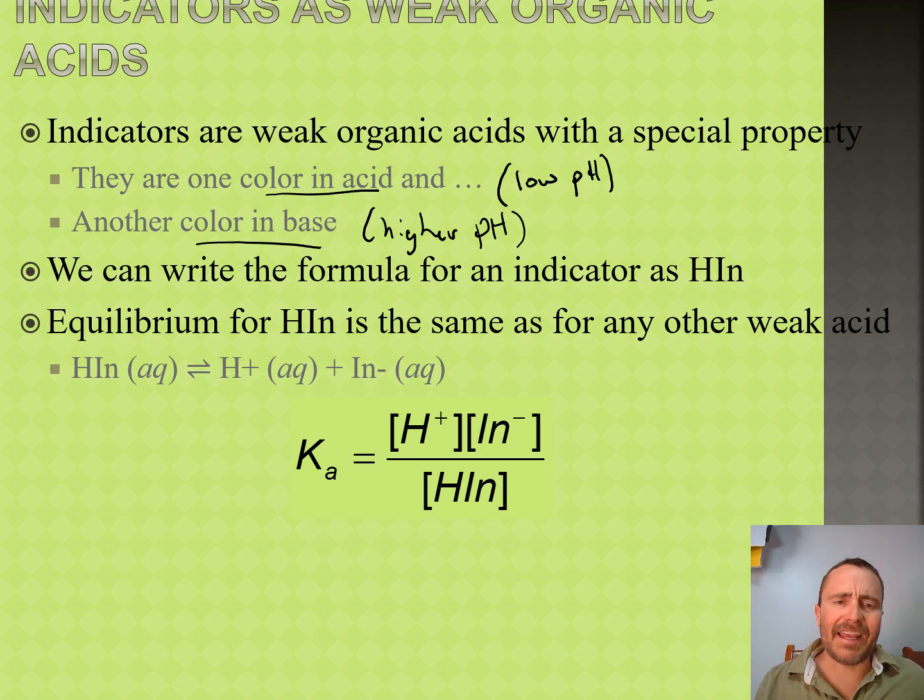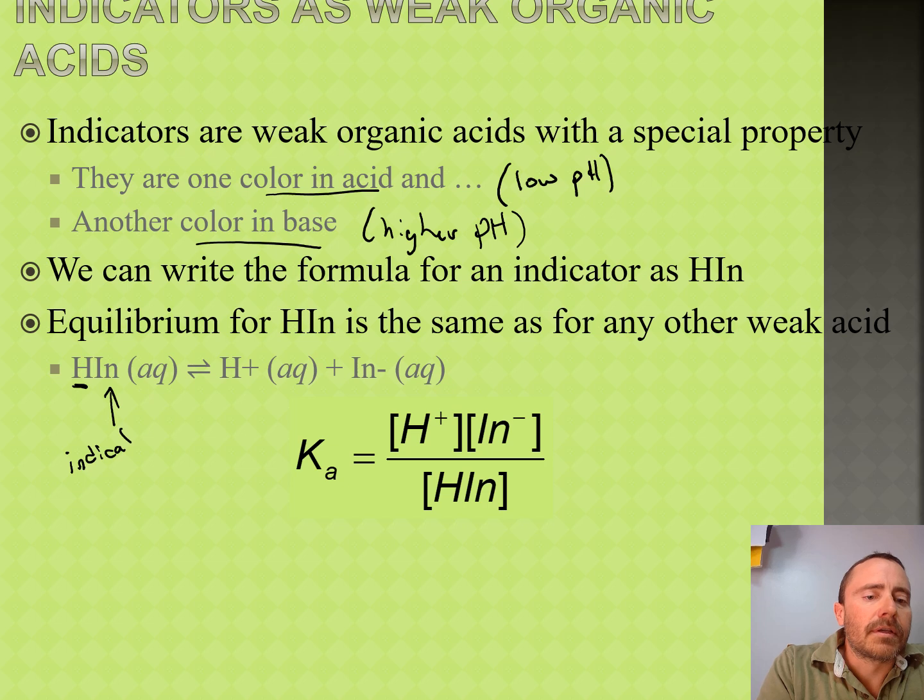I hate this example for what an organic indicator looks like, but remember that it's a weak acid, so I've got that H out in front, and then this is In for indicator. Yes, there is the element on the periodic table, In for indium. It is not that. This is just standing in for indicator. And just like any weak acid dissociation, we could solve for a Ka for this. The Ka is equal to our H plus times our In minus divided by the weak acid concentration, HIn.